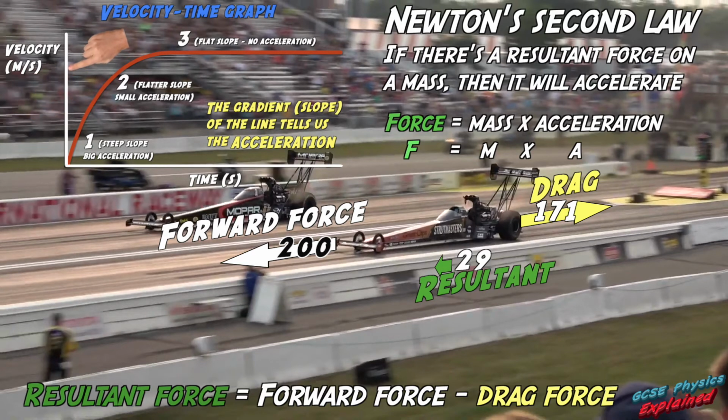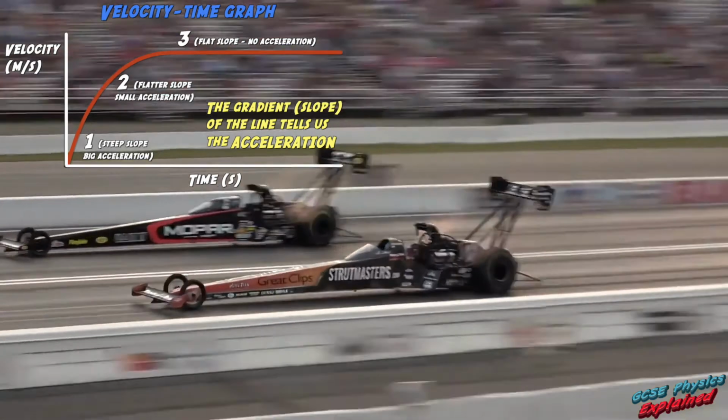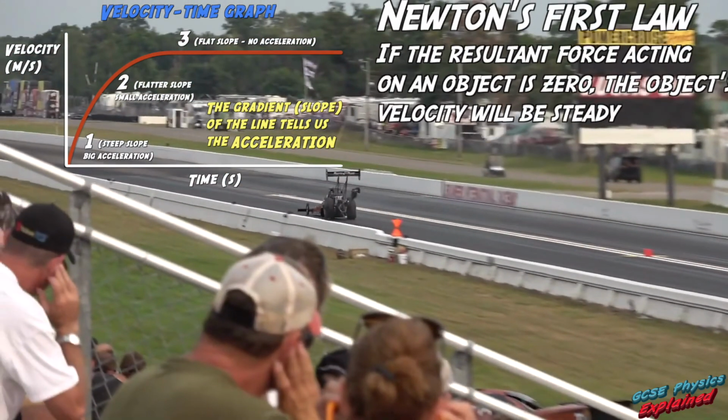The velocity continues to increase until the drag force backwards becomes the same size as the engine's force forwards. At this point, the forward force and backwards force cancel each other out, and the resultant force becomes zero. So the car moves with a steady speed, which is Newton's first law.